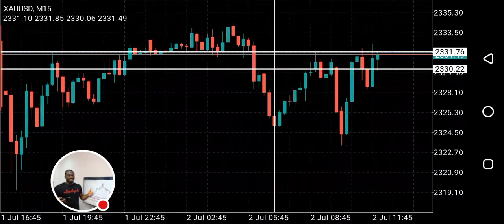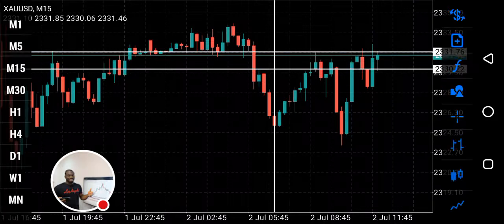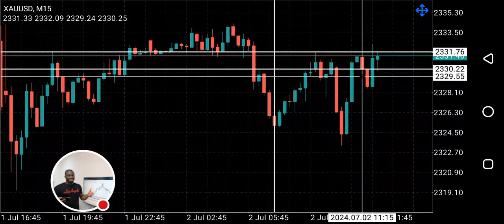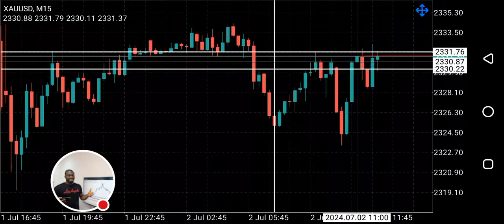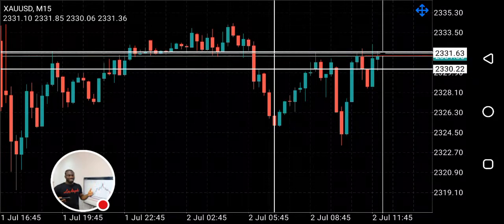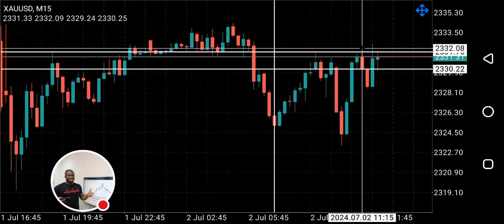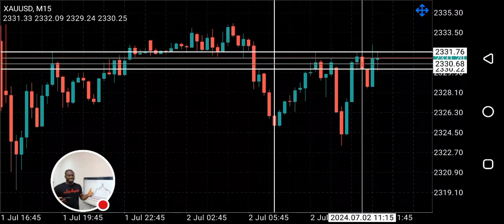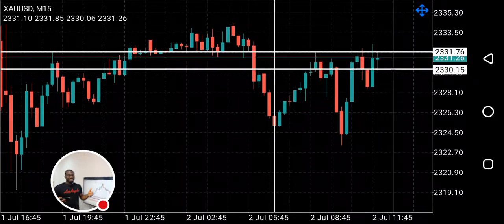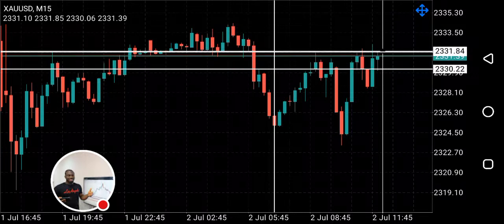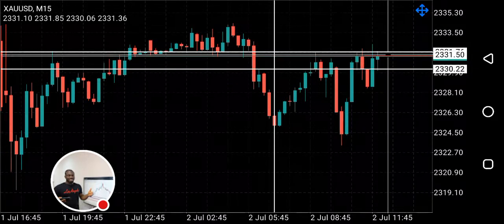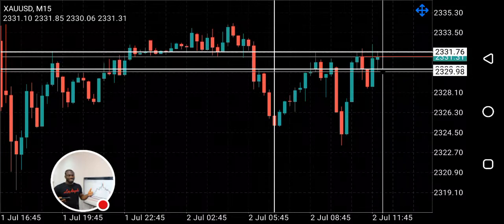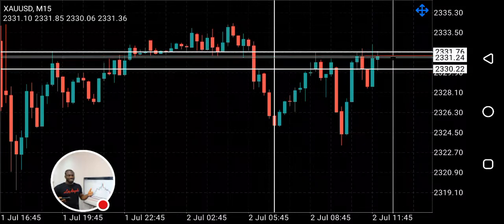As you can see, that gap has been filled at the moment, right? This fair value gap that was created has been filled. So I think what we should look out for is a bearish reversal pattern to form inside this gap, or wait for a bearish candle to close below the low of this gap, which is 2330.22. That's my take on gold. If you are considering selling gold, you should wait for price to close below this level.